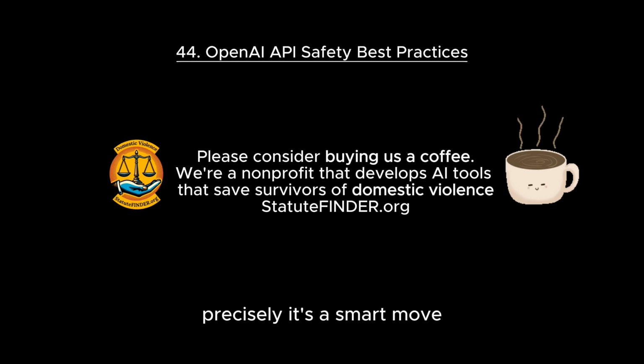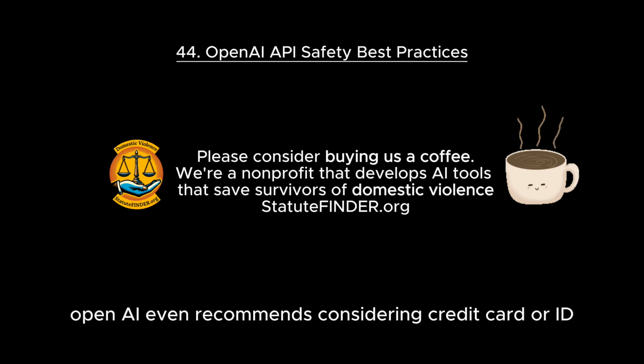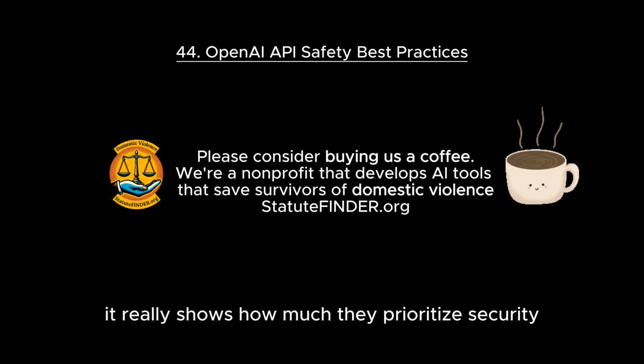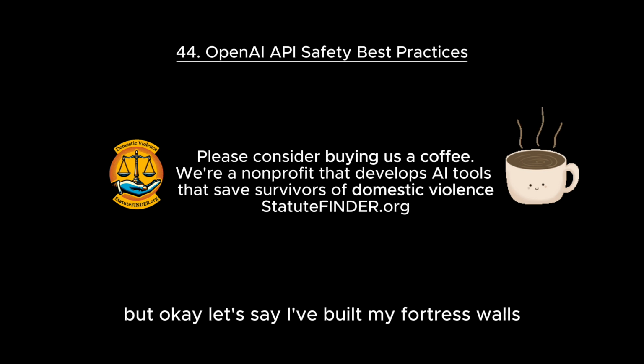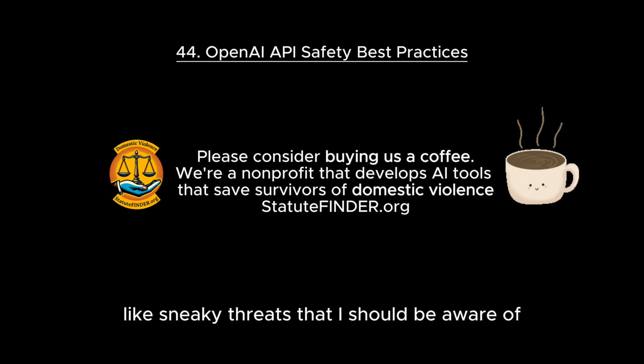Precisely. It's a smart move because you're essentially piggybacking on an established security infrastructure. And for applications that deal with really sensitive information like finances or personal data, OpenAI even recommends considering credit card or ID verification. Wow, that's serious stuff. It really shows how much they prioritize security. But, okay, let's say I've built my fortress walls, my users are logging in securely. What are some other sneaky threats that I should be aware of?